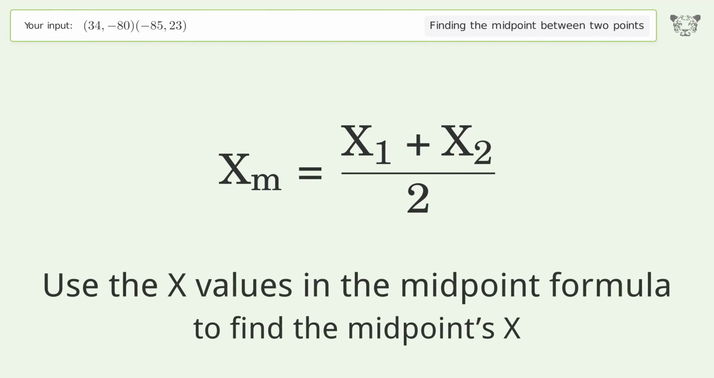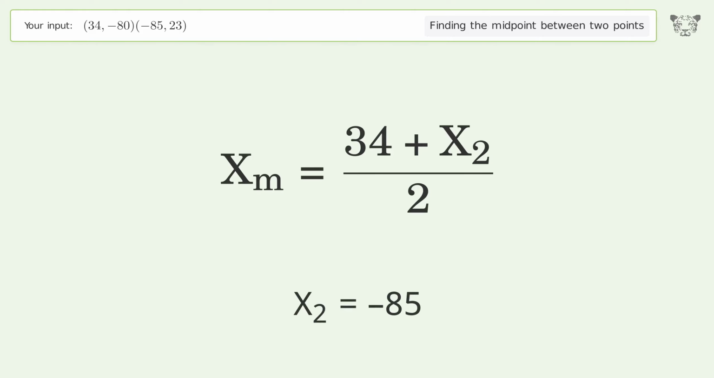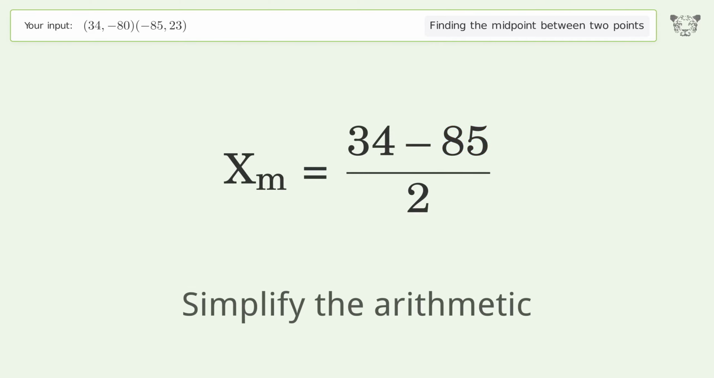Use the x values in the midpoint formula to find the midpoint's x. x1 equals 34. x2 equals -85. Simplify the arithmetic.